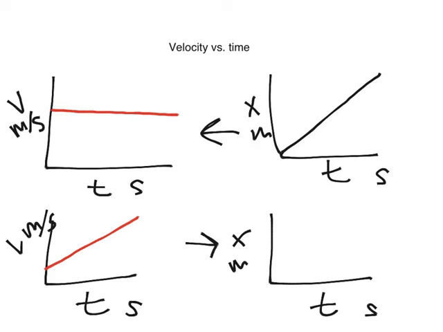Alright, so its velocity is increasing. So if its velocity is increasing, remember, change in velocity over time equals acceleration. So that means it's accelerating. If it's accelerating, it starts off moving slowly and then going much faster. This will give us a curved position line. Alright.